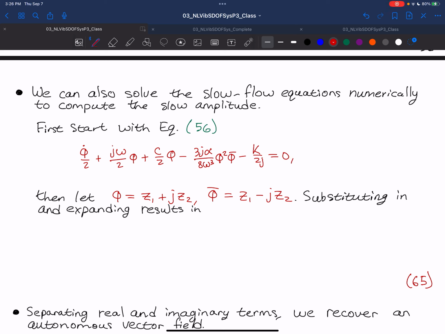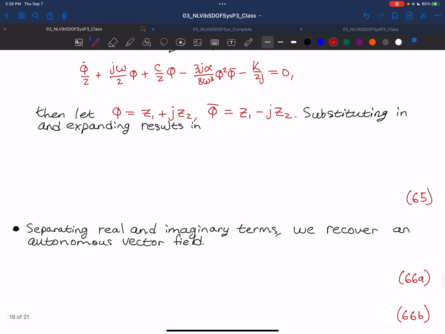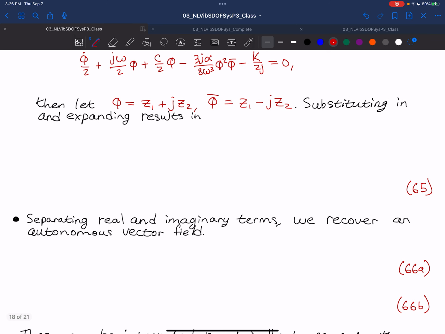So now what we're going to do is expand phi as a complex number. We're going to use z1 and z2, with z2 being the imaginary part. And then, of course, our complex conjugate, phi bar, is going to be z1 minus jz2. We can substitute this into the equation above, and we not only substitute, we also expand it, and it results in the following.